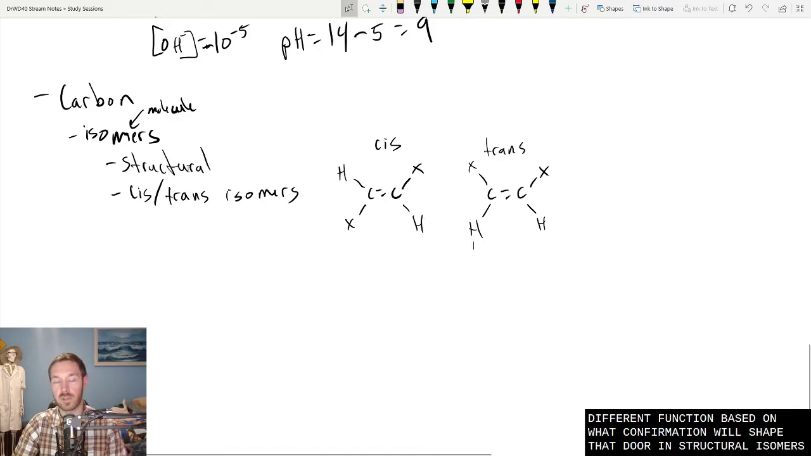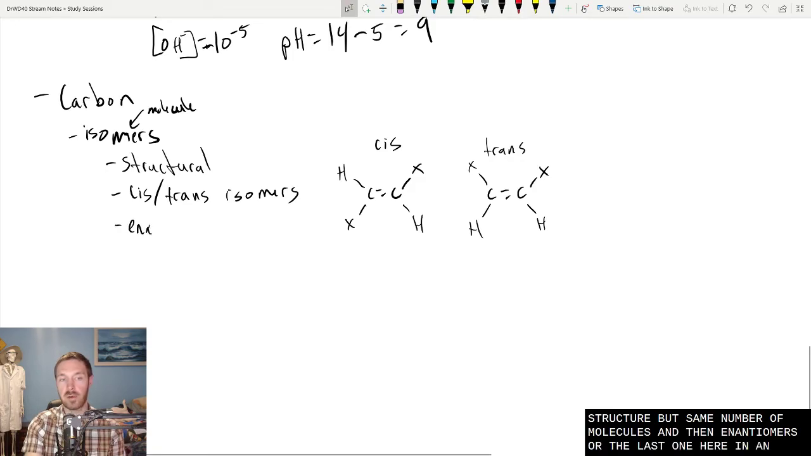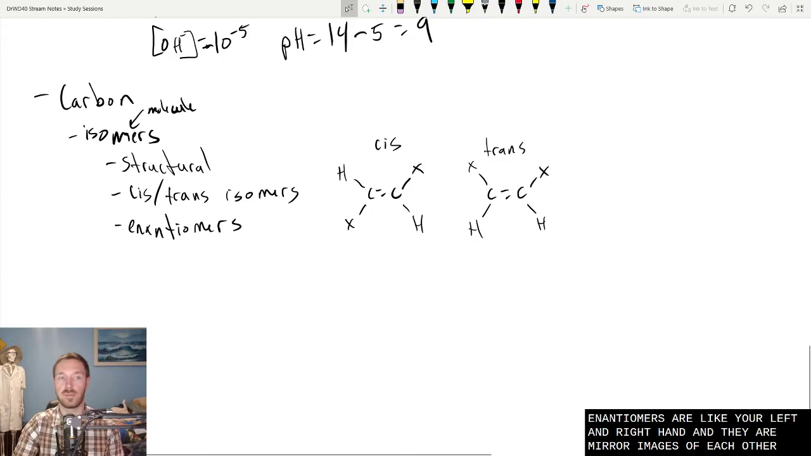Structural isomers are just a completely random structure but same number of molecules. And then enantiomers are the last one here. Enantiomers are like your left and right hand, and they are mirror images of each other.